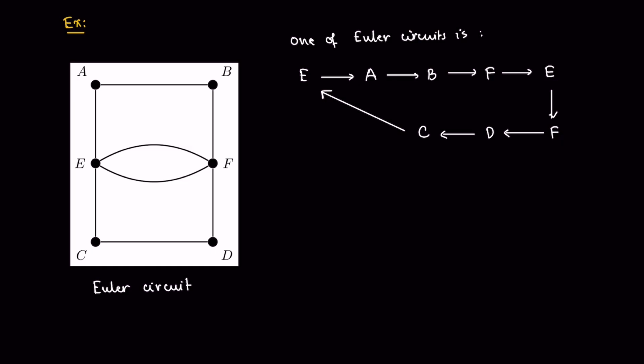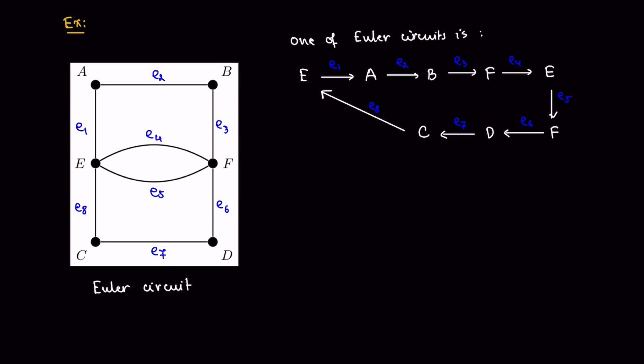Going from E to A, you follow the edge E1. From A to B, you follow the edge E2. From B to F, you follow edge E3. From F to E, you follow edge E4. Now going from E back to F, you follow this edge E5. From F to D, you follow the edge E6. From D to C, you follow the edge E7. And from C to E, you follow edge E8. So this is E1, E2, E3, E4, E5, E6, E7, and this one is E8.